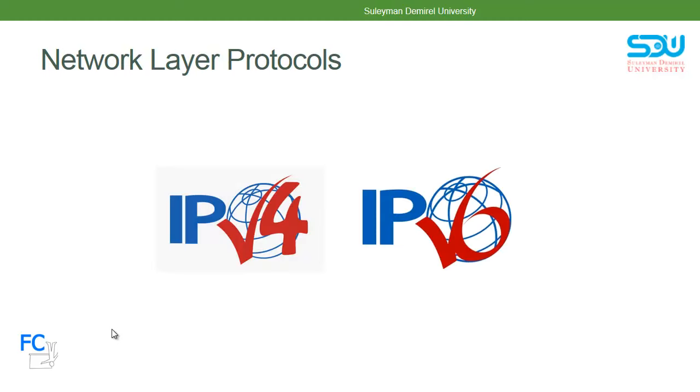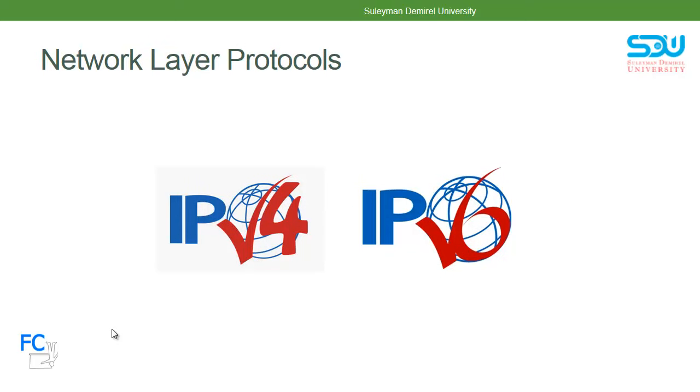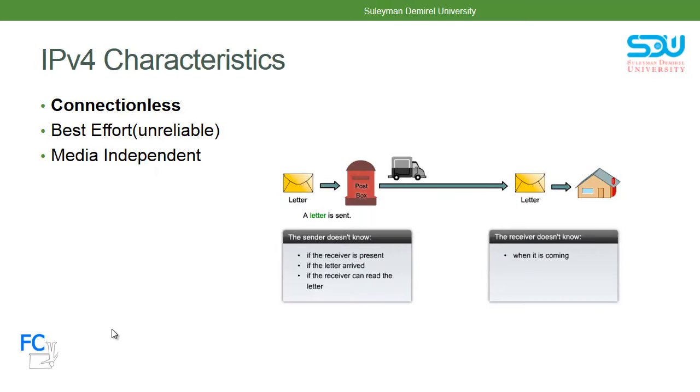Well, we have two network layer protocols, the famous protocols. Actually, we have a lot of other protocols, but in our course, we discuss only two of them, IPv4 and IPv6. Some characteristics of these protocols. The IPv6 and IPv4 protocols are connectionless, so they are not creating any session before they start to exchange the packages.